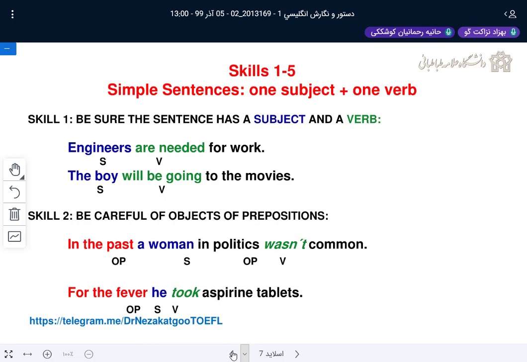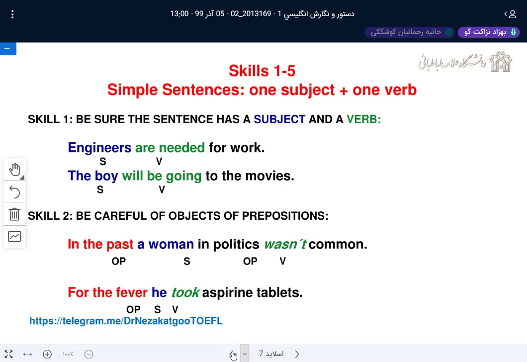Skill 1. Be sure the sentence has a subject and a verb. Engineers are needed for work. The boy will be paid. Very good. So you see the subject and the verb, so there is no intervening element here, so it sounds very easy.